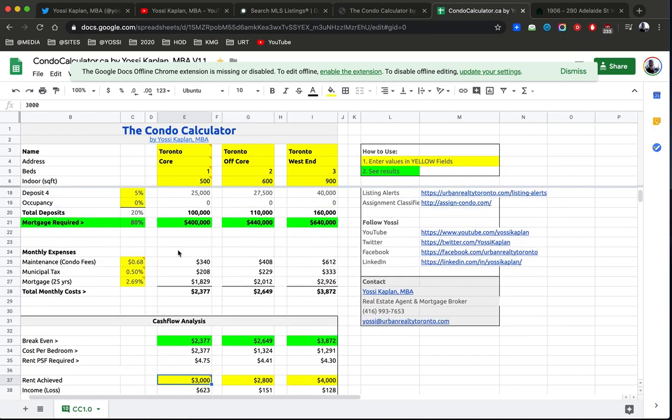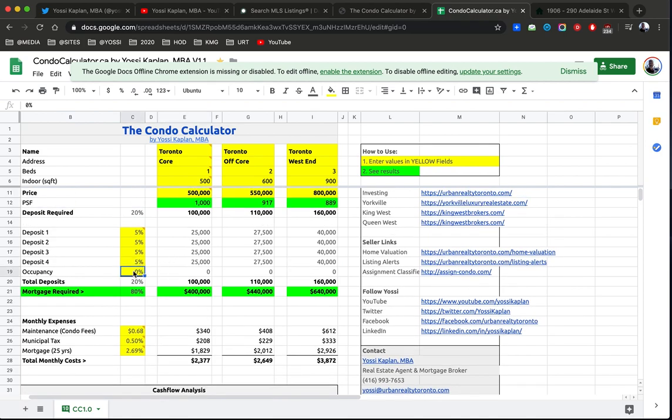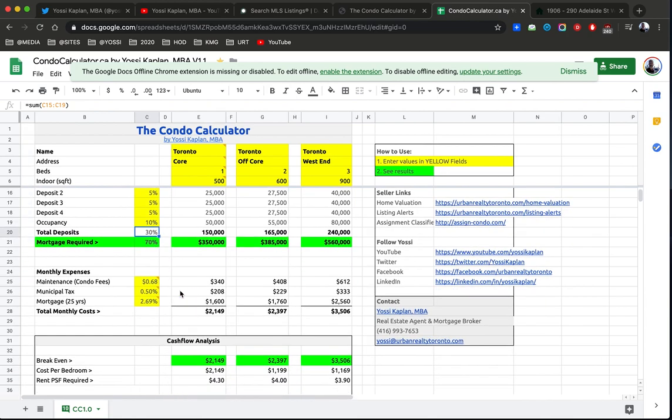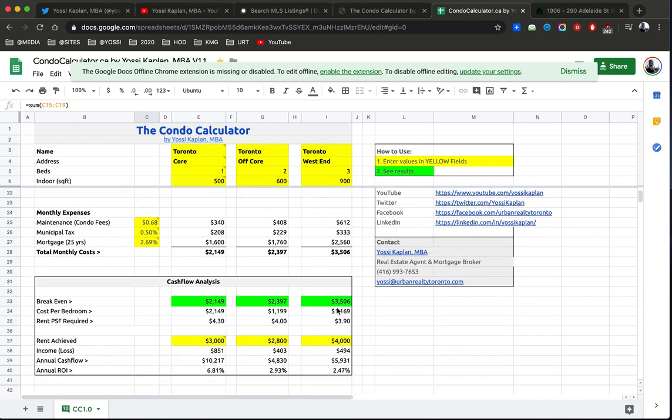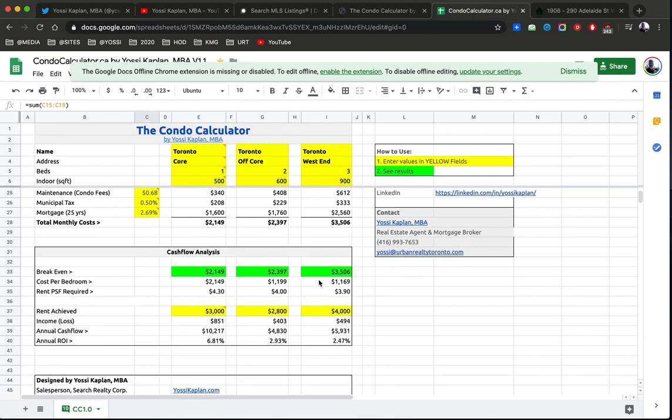Or what I can do is I can put more money down, and for the sake of argument, in the occupancy point, I'll just say, let's see what happened if I put 10% across the board for each of these units. There you go. And now the mortgage has been reduced, $1,600, $1,760, $2,500, and my break even has been reduced, my cost per bedroom has been reduced, and the rent PSF has been reduced, and now I'm looking at a lot more favorable rent achieved annual ROI, much, much better in this case. Okay, so that's what I need to do.